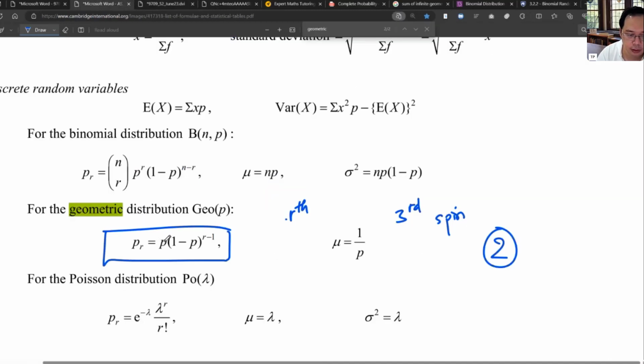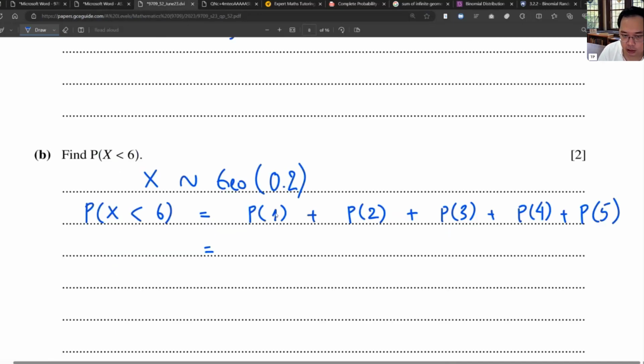P is the probability of success, which is 0.2, times 1 minus P, which is the probability of failure, to the power of R minus 1. So when R is 1, therefore we have 0.2 times 1 minus 0.2, where 1 minus 0.2 is the probability of failure, to the power of 2 minus 1. This probability of failure is 0.8, and probability of success is 0.2. And then for the next power here, we take the value 2. Oh, sorry. The first value here is 1, when R is 1. 1 minus 1 is 0.